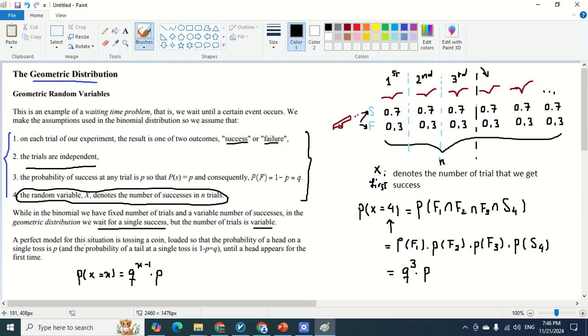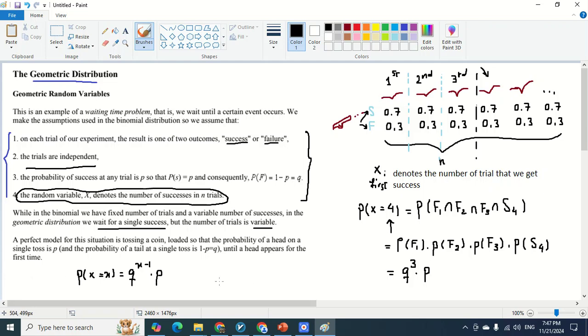A perfect model of the situation is tossing a coin loaded so that the probability of a head on a single toss is p, and q is the probability of getting a tail, until a head appears for the first time. That means you toss the coin 1 time, 2 times, 3 times, 4 times, up to getting the first head. For example, over here the success is a head, and for this situation we also have the same thing.